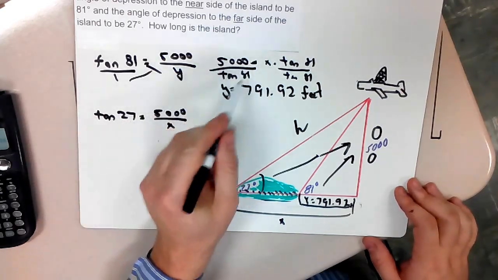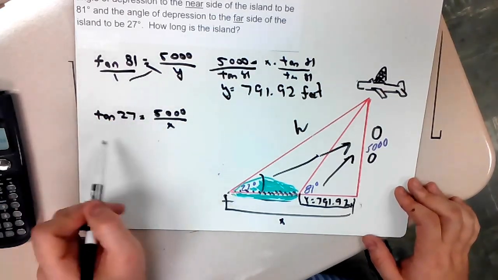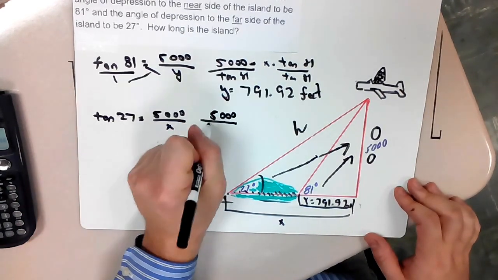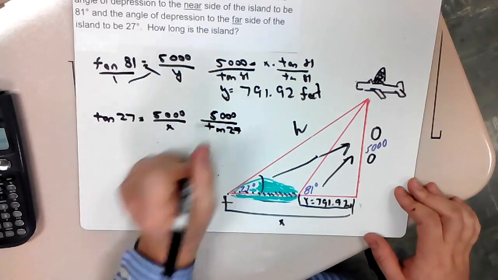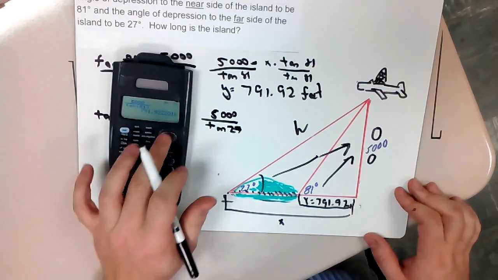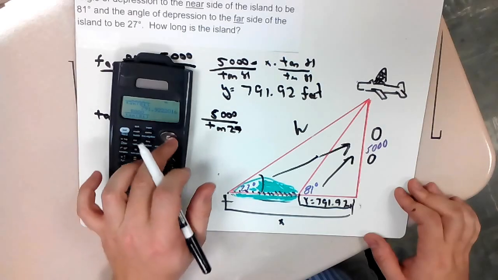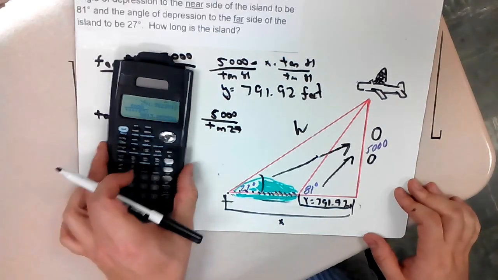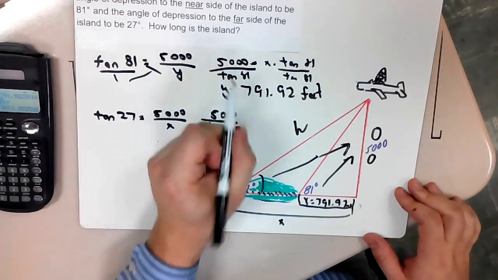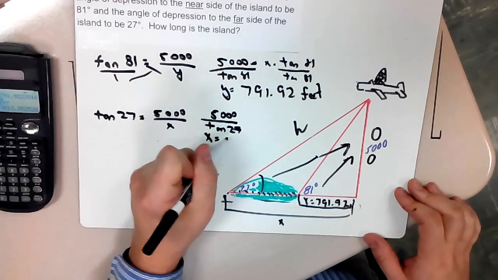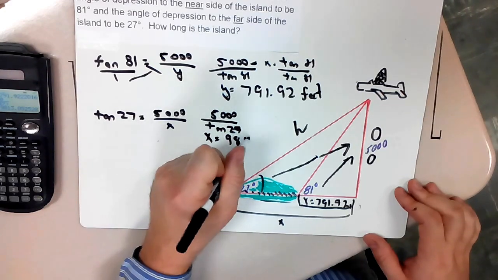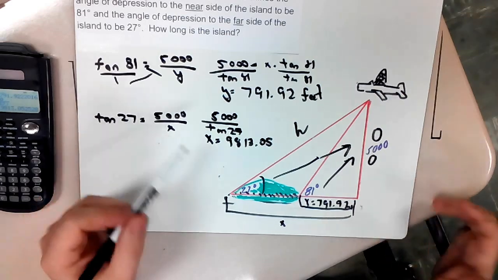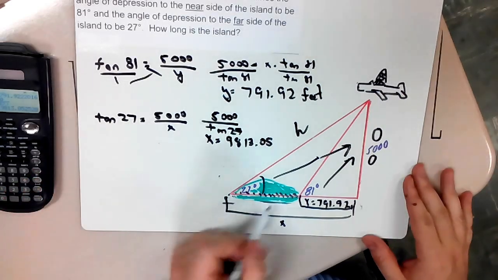I'm going to do this again. This is going to work out the same way as this one because they're set up exactly the same way. So I'm going to set up 5,000 divided by tangent 27. If you have one of these fancier calculators, you could just hit up and just change the angle. So there we go, 9813. So x equals 9,813.05. Again, these were both set up the same way, so I treated them the exact same way.